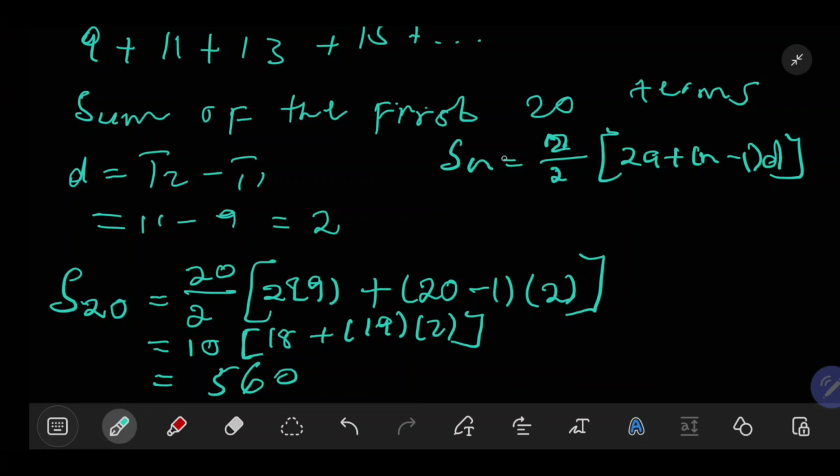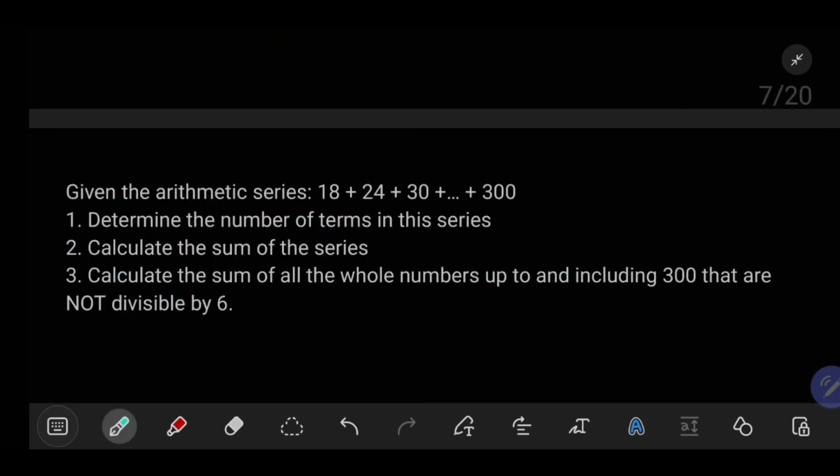This is what we will be dealing with when we talk of sums. Let's consider this example here. You are given the arithmetic series 18 plus 24 plus 30 plus up to 300. This means 300 is the last term of this series. The first question says determine the number of terms in this series. Just like what we were doing with sequences, if we know the value of the last term, we can find its position.